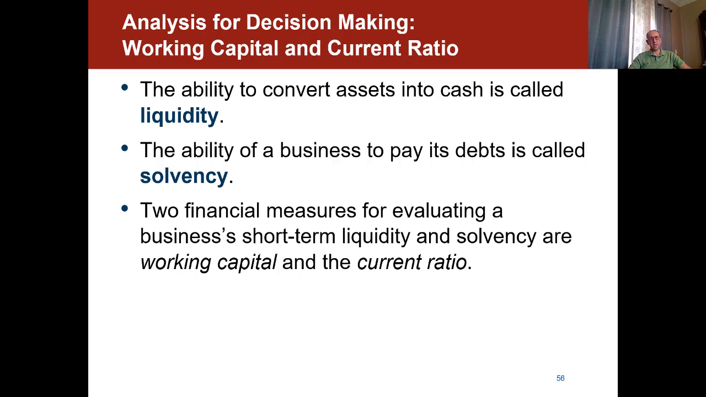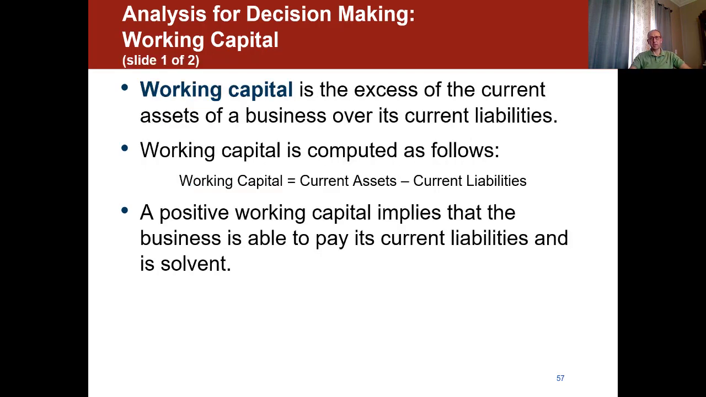So the ability to convert assets into cash is called liquidity. And the ability of a business to pay its debt is called solvency. These are two financial measures for evaluating a business: short-term liquidity and solvency, and we use what we call the working capital and the current ratio. So let's see how they're calculated, and we'll start with the working capital.